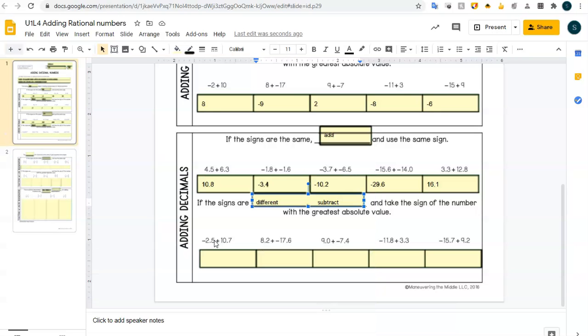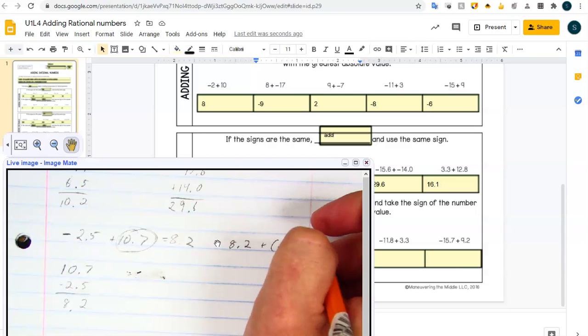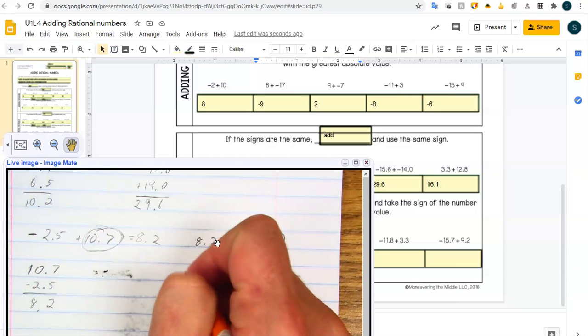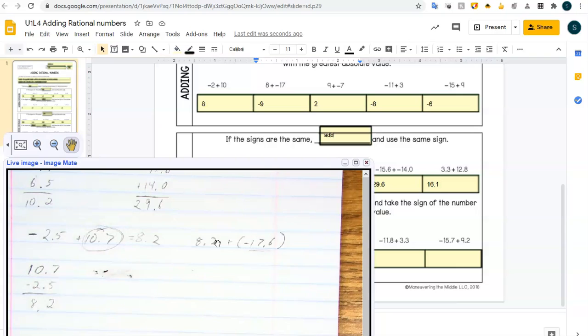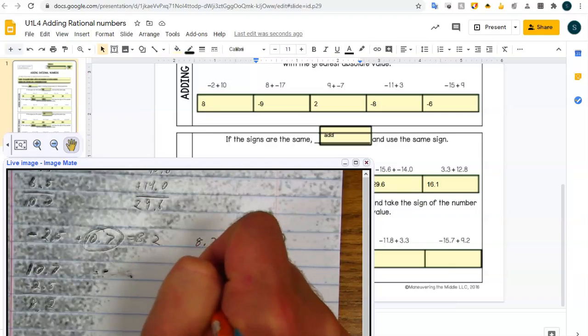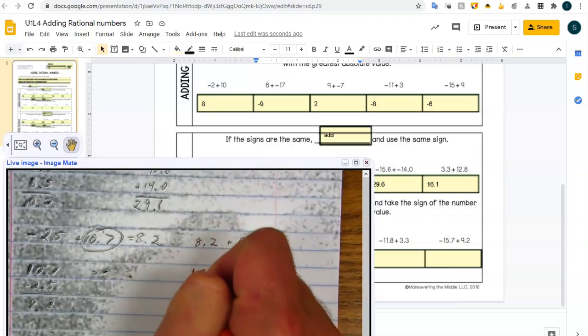Let's look at the next one. Oh, let me rewrite that because I wrote that in the wrong spot. So I've got 8.2 plus a negative 17.6. All right. So now let's set up my subtraction. They're different. I'm going to start with the bigger term, the term further from 0. And so I've got a negative 17.6. So I'm going to put 17.6 minus 8.2.